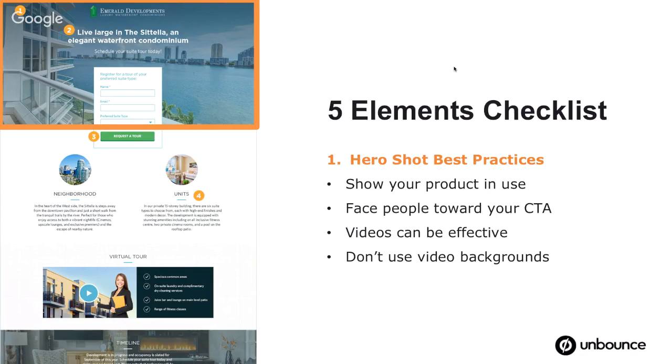And the best way to communicate what your offer is, is just by showing the thing in use. So if it's an ebook you're offering, show a mock-up of a book. If it's real estate, show the key differentiating feature of the property. So like in this example on the left, where they're showing sweeping views of the ocean and city. And if you do use people in your hero shot, have the people face the CTA on the page, because a visitor's eyes are generally drawn in the direction that the person in the image is facing.